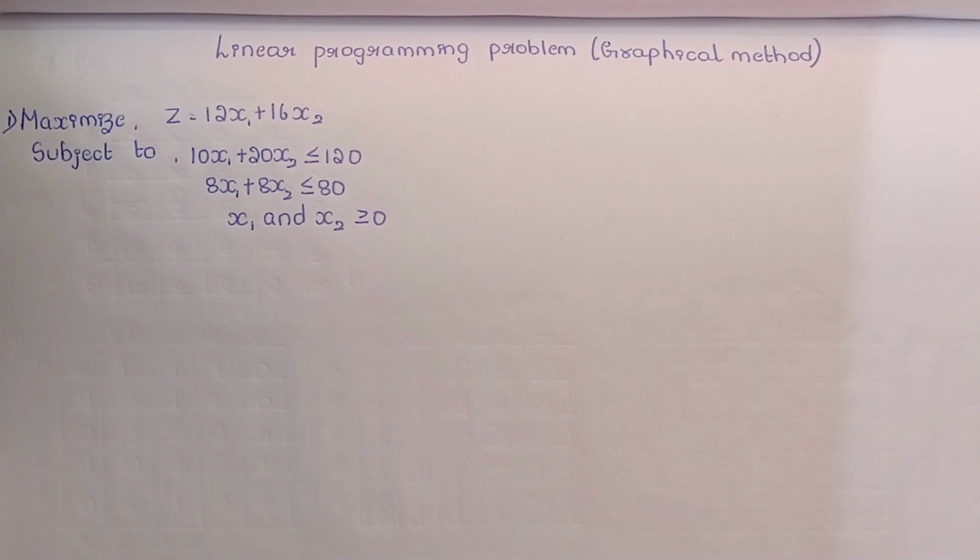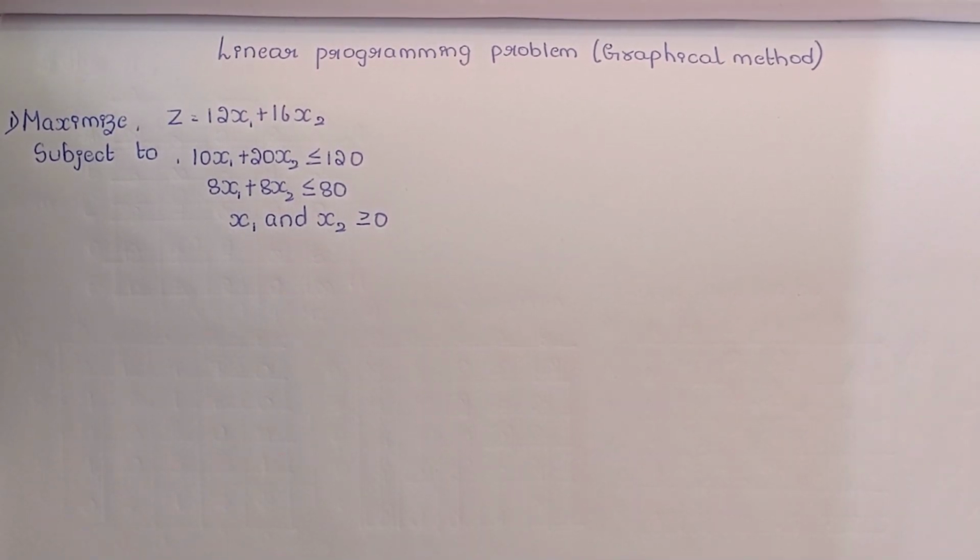profit of the organization. So this linear programming problem helps to identify the minimization point where the organization can reduce its cost of production, and also the maximization point where the organization can increase its profit. So without any further delay, let's get started.